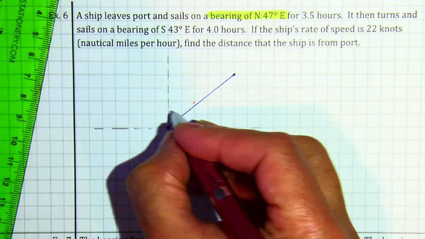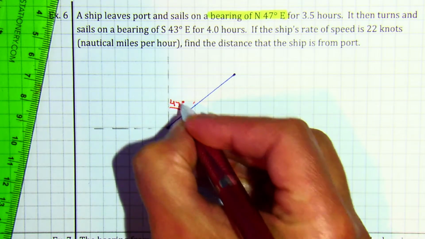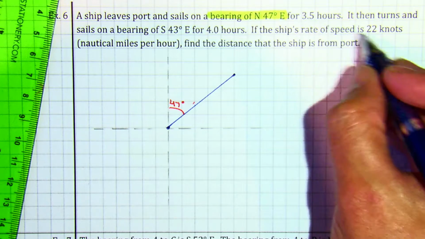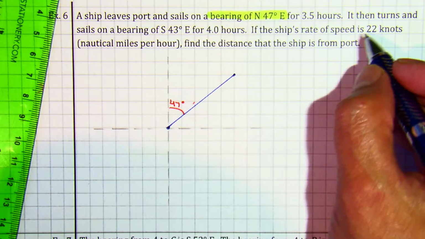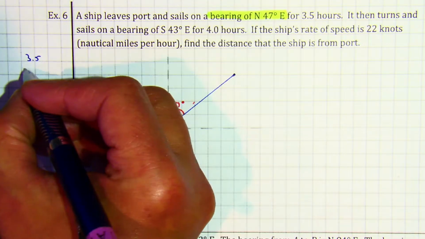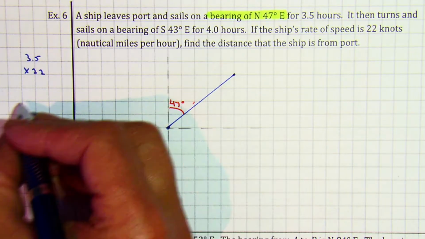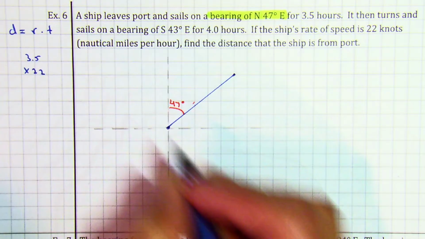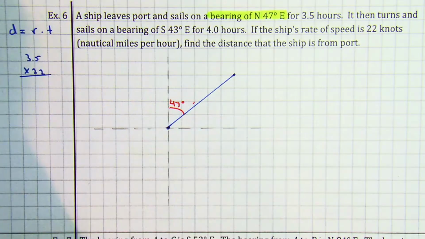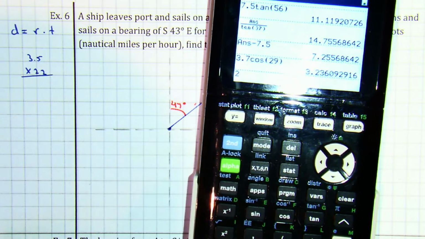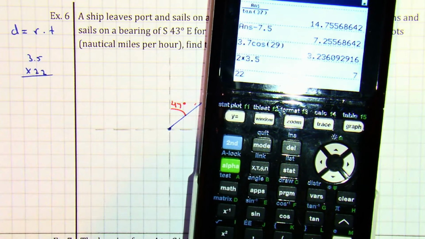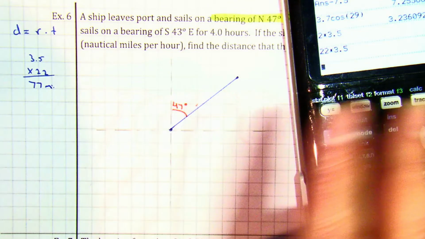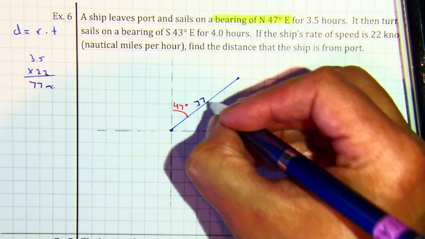So therefore, I'm going to label my angle. This is 47 degrees and 3.5 hours. Now they're going on a 22, so I'm going to multiply 3.5 times 22, because we know the distance is rate times time. Will be 77 miles. So therefore, this is 77 miles.